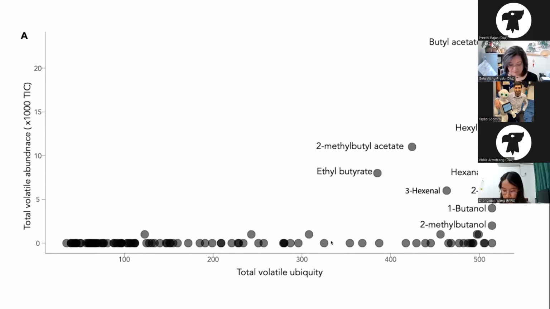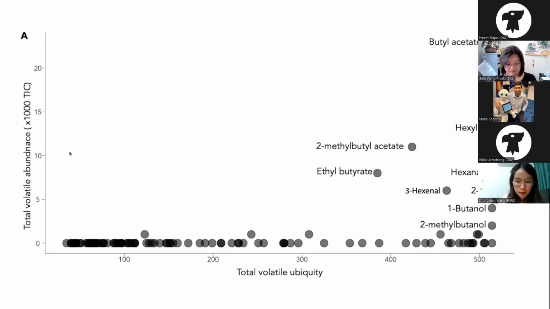You can see that the x-axis goes up until 515, which is my sample size. And so there are compounds that are present in nearly every sample. But remember that a compound can be ubiquitous, or present in many samples, but not as abundant, or present in high amounts, right? So in order to capture that, the y-axis represents the abundance of each compound.